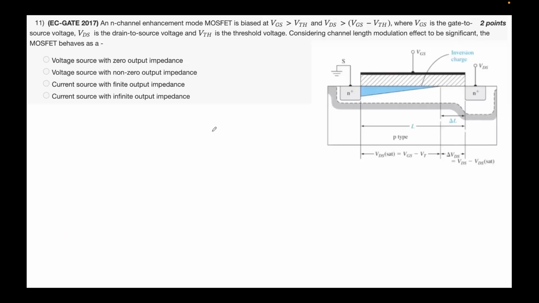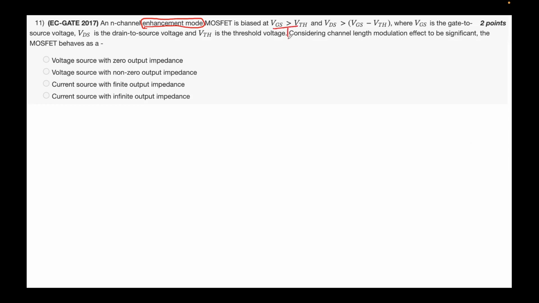In this question, this was the problem from the last session that I told you we'll discuss in today's class. So let's do that now. Here the question says an n channel enhancement mode MOSFET, this we had talked about. There are two modes actually, enhancement mode and depletion mode, right? You can go through the last session video for more details. It is biased at VGS greater than VTH. So if VGS is greater than VTH, what does this mean? Let's not draw this picture. This means inversion has happened. Secondly, VDS is greater than VGS minus VTH. This means saturation.